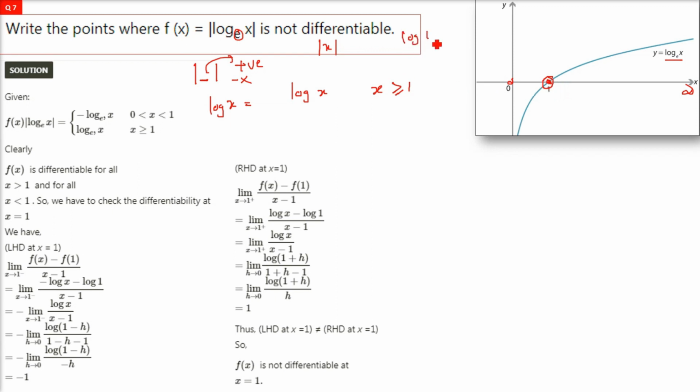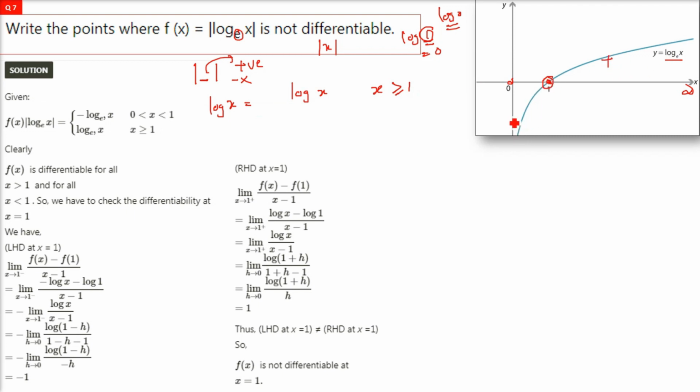because log 1 is 0. There is a proper legal value for log 1. Okay, but log 0 is not legal. If you see this graph, it is not going to ever touch the y-axis. So that is why it is x is greater than or equal to 1. It is going to be log x, positive.